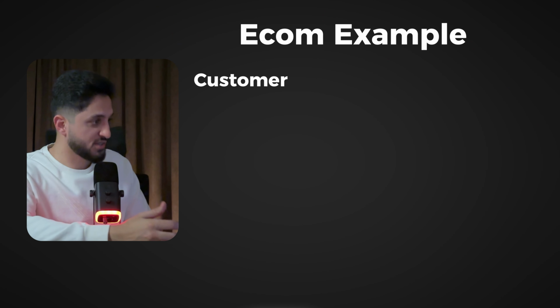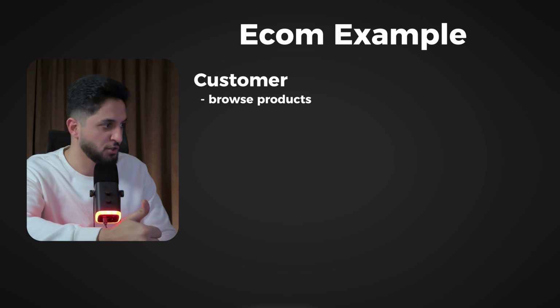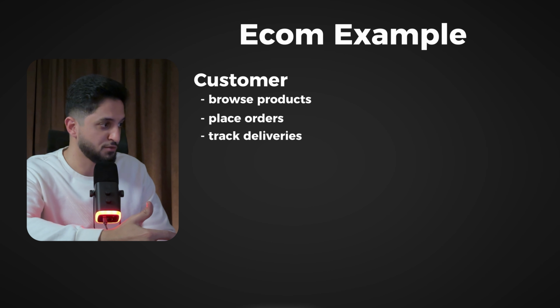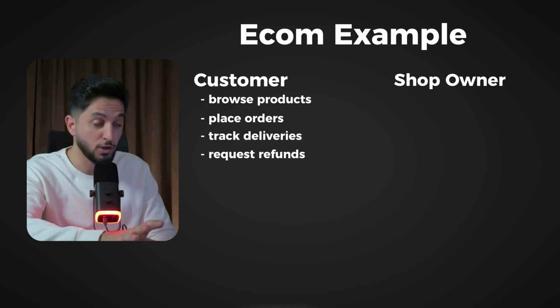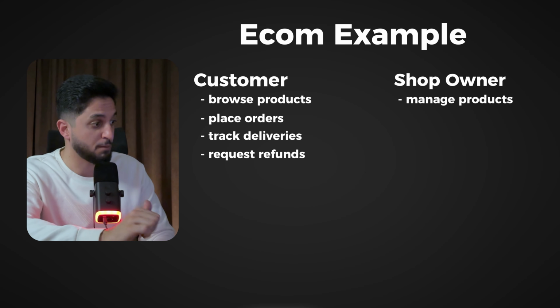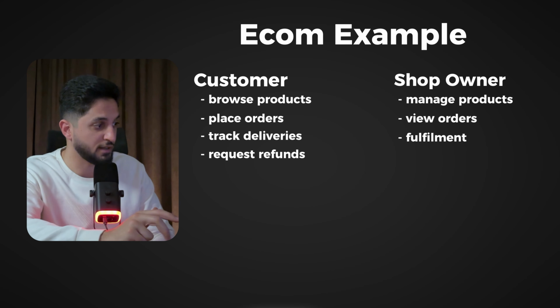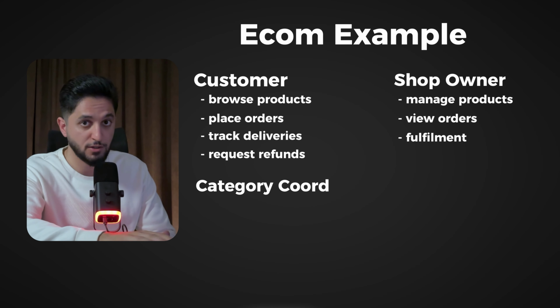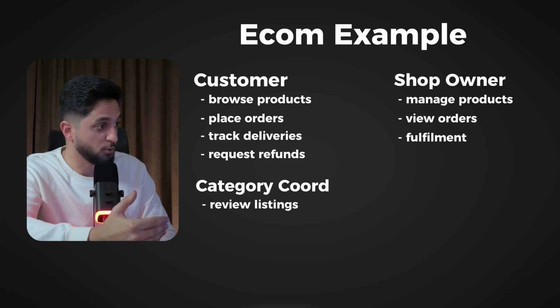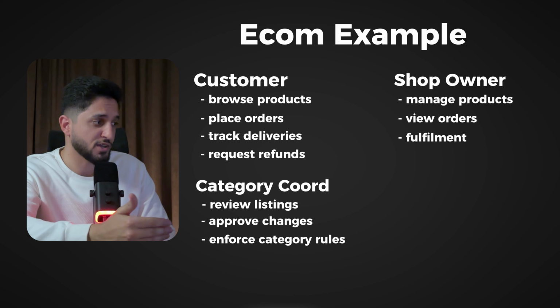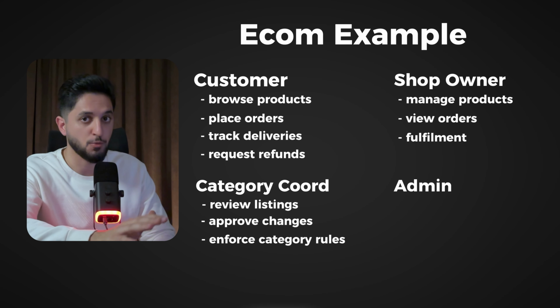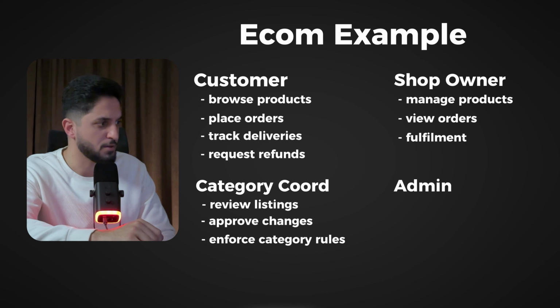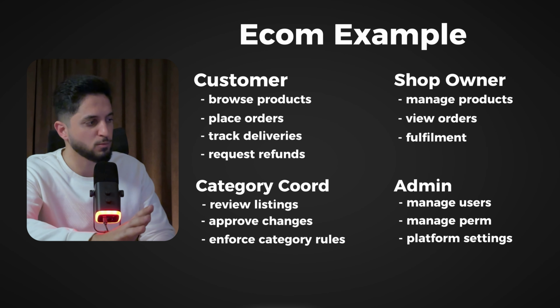With the actor-action approach, we start by identifying our actors. Then, for each actor, we define the actions they can perform. For example, a customer can browse products, place orders, track deliveries, and request refunds. Now look at the shop owner. A shop owner can manage products, view orders, and handle fulfillment. A category coordinator has a different focus. They review listings, approve changes, and enforce category rules. And admins operate at the system level. They manage users, permissions, and platform-wide settings.